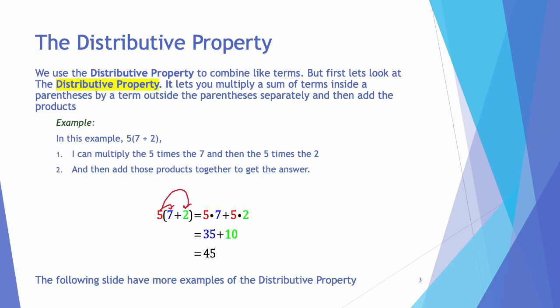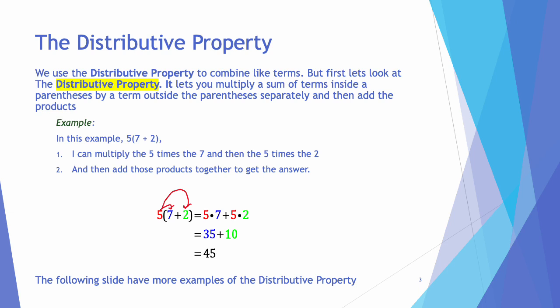One property that's important in problem solving is the distributive property. We've looked at this before, where the distributive property lets you multiply a sum of terms inside a parentheses by a term outside the parentheses separately and then add them together. For example, if we want to multiply 5 times the sum of 7 plus 2, we can multiply the 5 times the 7 and then the 5 times the 2 and add those two products together.